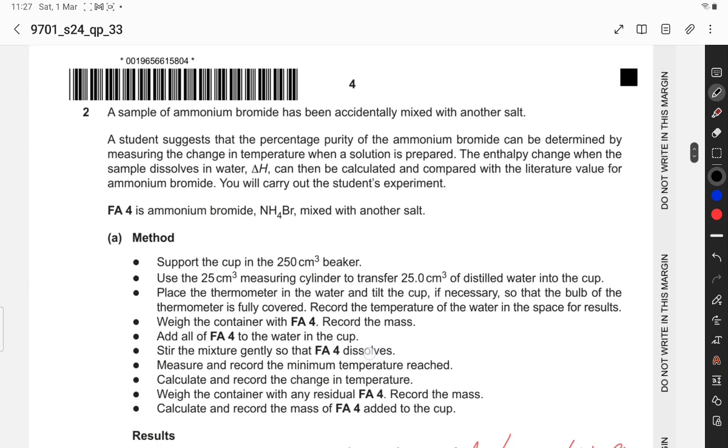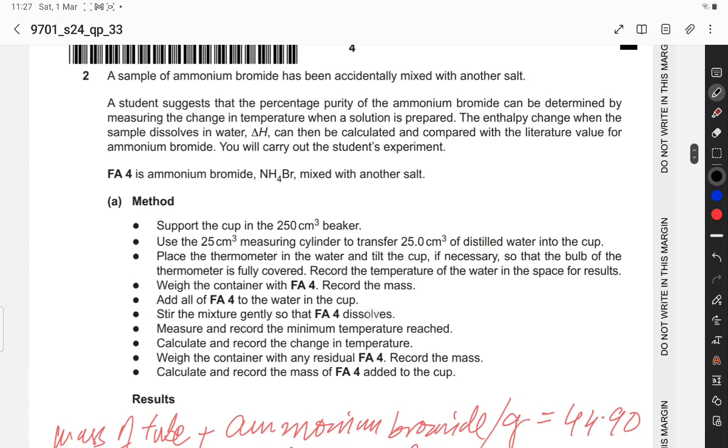Question number 2. A sample of ammonium bromide has been accidentally mixed with another salt. A student suggests that the percentage purity of the ammonium bromide can be determined by measuring the change in temperature when a solution is prepared. The enthalpy change when the sample dissolves in water, delta H, can then be calculated and compared with the literature value for ammonium bromide.